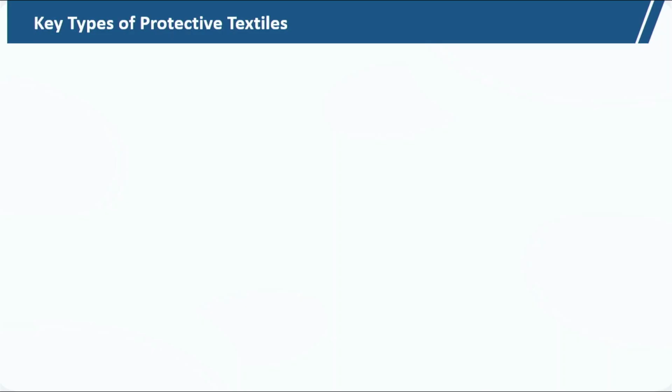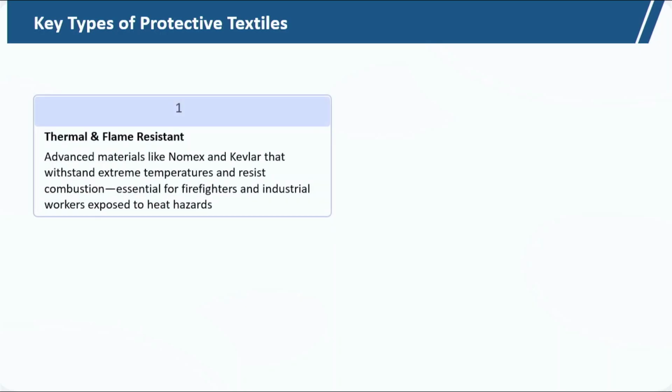Key types of protective textiles are there, like thermal and flame resistant textiles. I have mentioned a broad range of protective textiles, but if we try to see where the major incidents take place, one is the thermal and flame hazard.